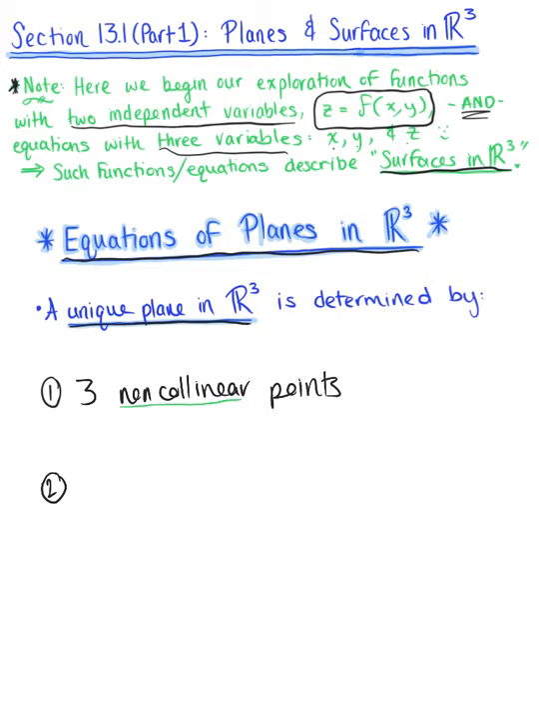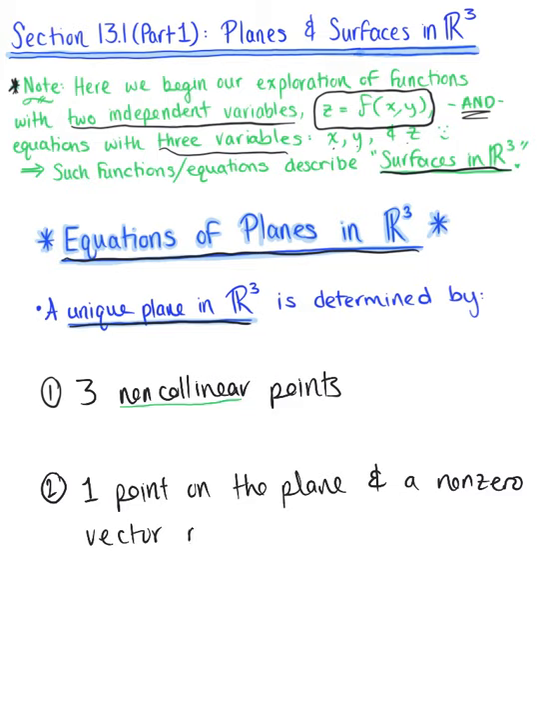Alternatively, a unique plane in space is determined by 1 point on the plane and a non-zero vector that's normal to the plane. So we say 1 point, or 1 ordered triplet, on the plane and a non-zero vector that's normal, meaning orthogonal or perpendicular to the plane.